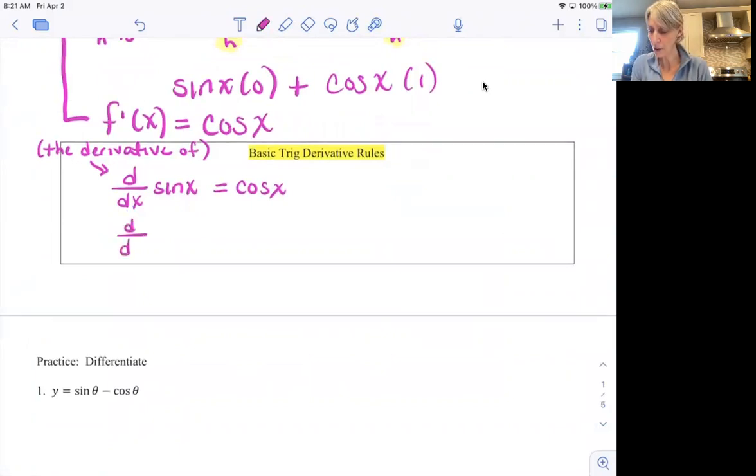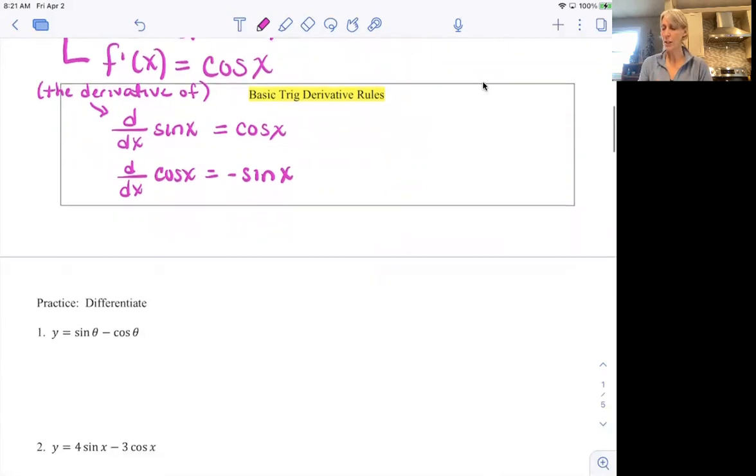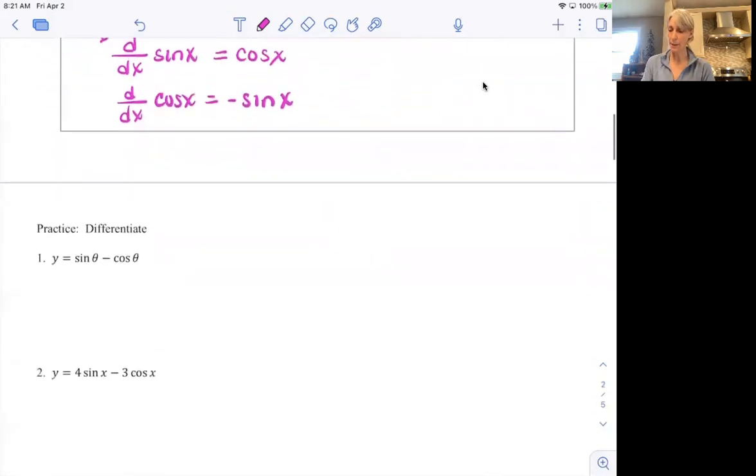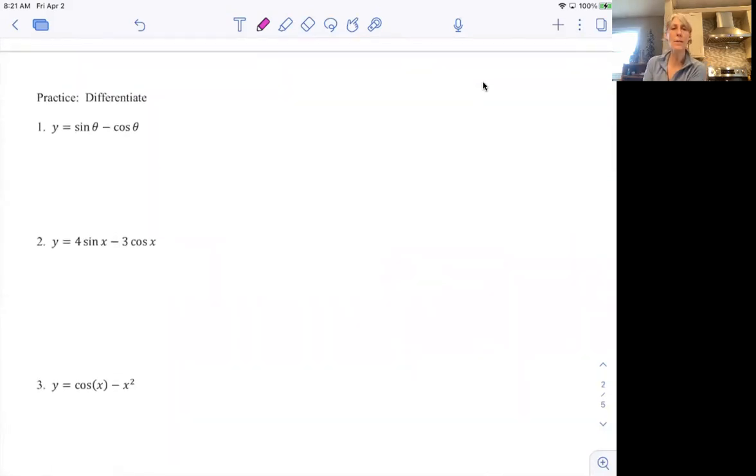And without having to do that long explanation again, I'm just going to give you the rule for the cosine. The derivative of the cosine is negative sine. Now we can just use these rules whenever we're asked to find the derivative of something. I want to remind you that there are other trig derivative rules, and they are going to become more complicated, but right now we're just going to stay simple and basic. So for our practice examples in this lesson, just want to differentiate. And remember, differentiate means find the derivative.